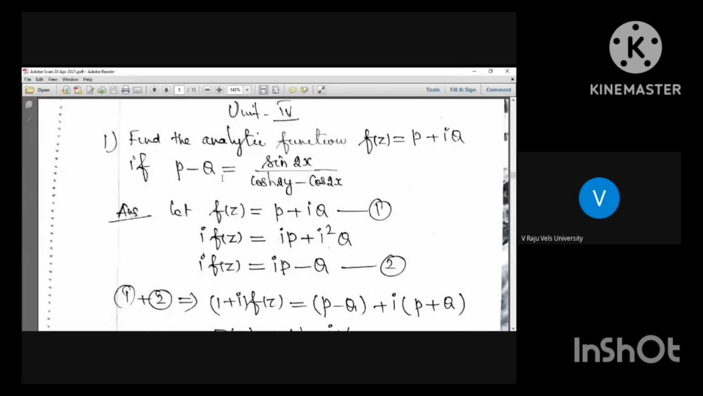P minus q is given in the problem, but we have changed it to u. Okay. So this is very important. Understand?